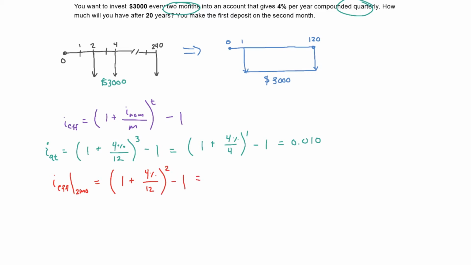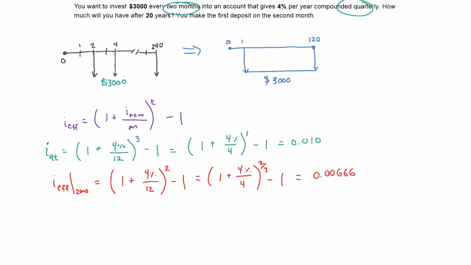Or we can do the quarterly interest rate instead. This will be 1 plus 4% divided by 4. And how many times do you want to compound that every quarter? Well, there are 3 months in a quarter and you want this on a 2-month basis, so that means 2/3 of the time you want it to compound. And then you subtract 1. These will give you the same approximate values. So this will be 0.00666.